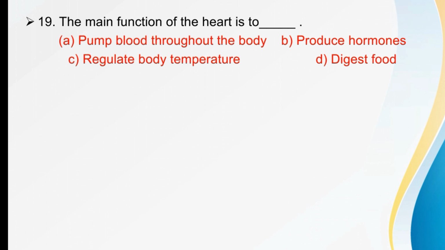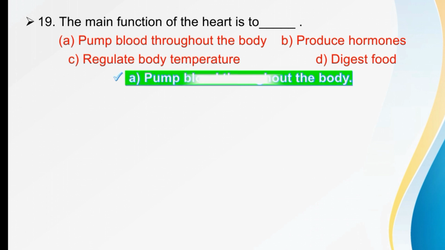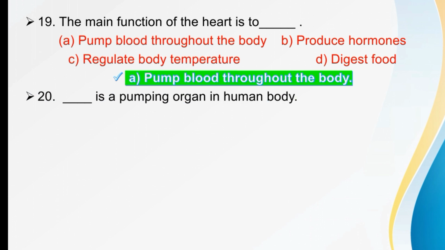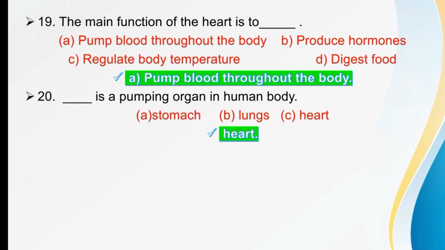The main function of the heart is to dash: pump blood throughout the body, produce hormones, regulate body temperature, or digest food. So it is very easy. The main function of the heart is to pump blood throughout the body. Dash is a pumping organ in the human body: stomach, lungs, or heart. So the heart is a pumping organ in the human body which pumps blood throughout the body.